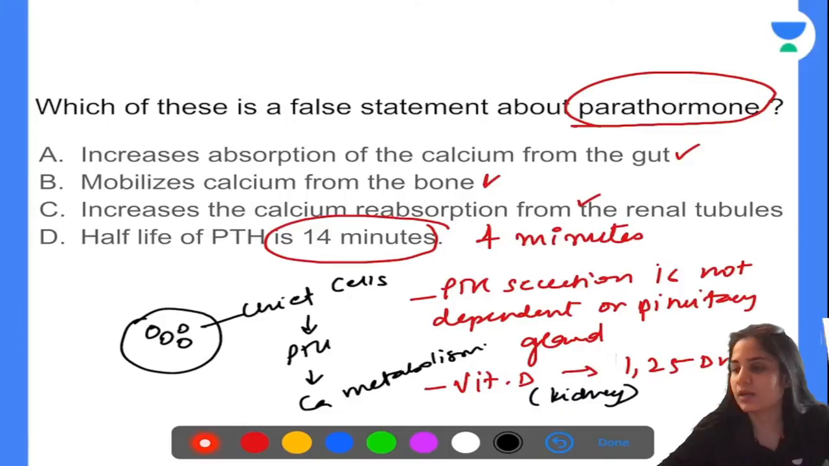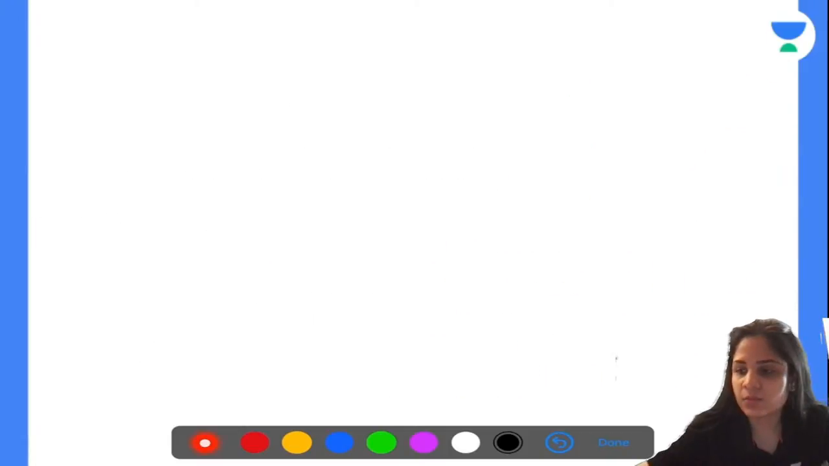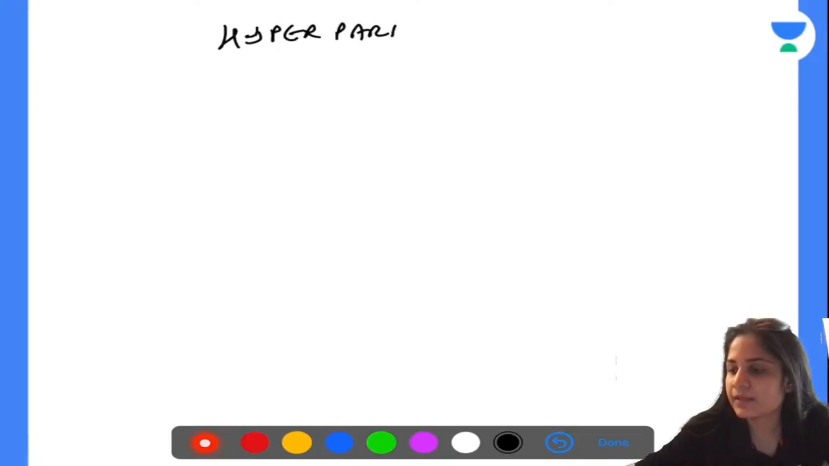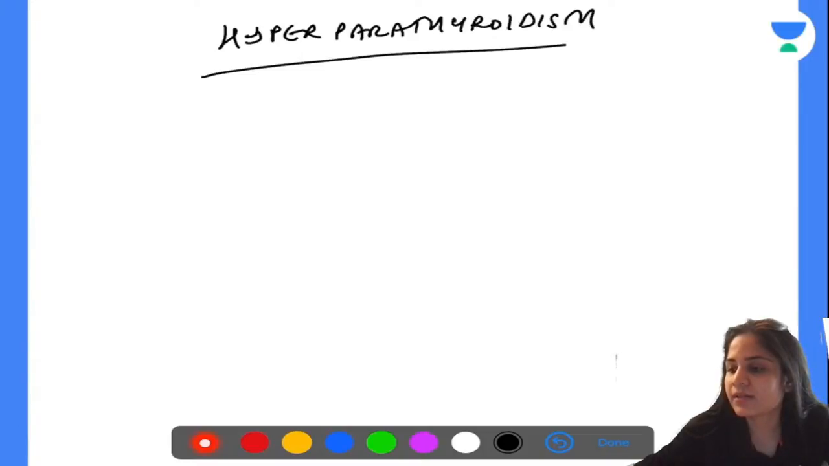Okay, now the next thing that we have to discuss is what is the difference between, so let's just do the two main things, that is hyperparathyroidism and hypoparathyroidism. Okay, now hypoparathyroidism, there is not much in it.